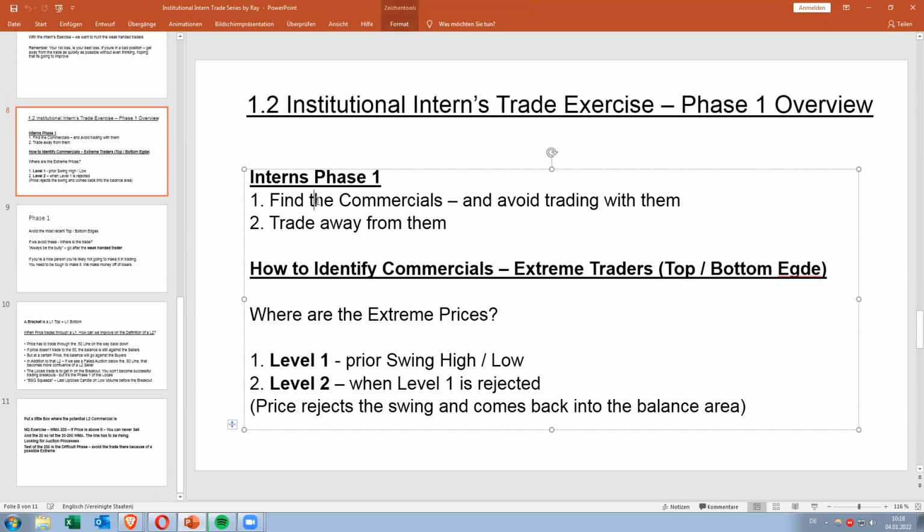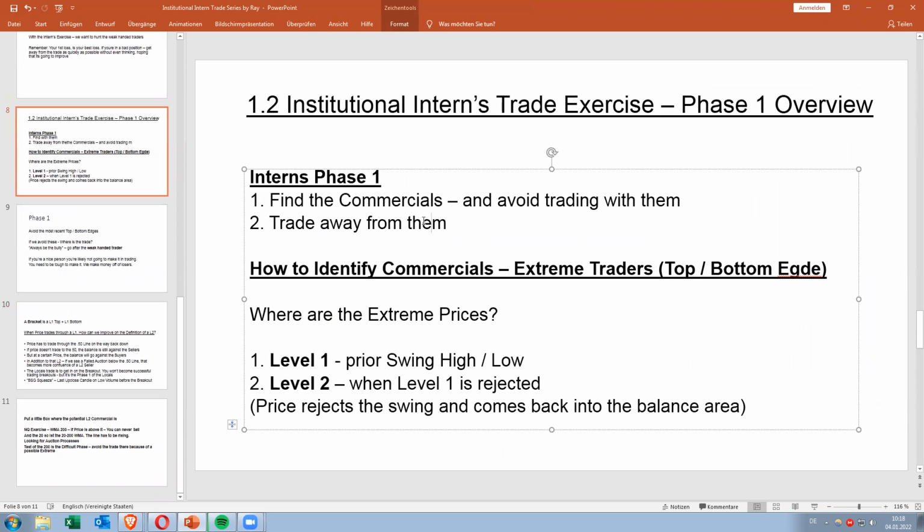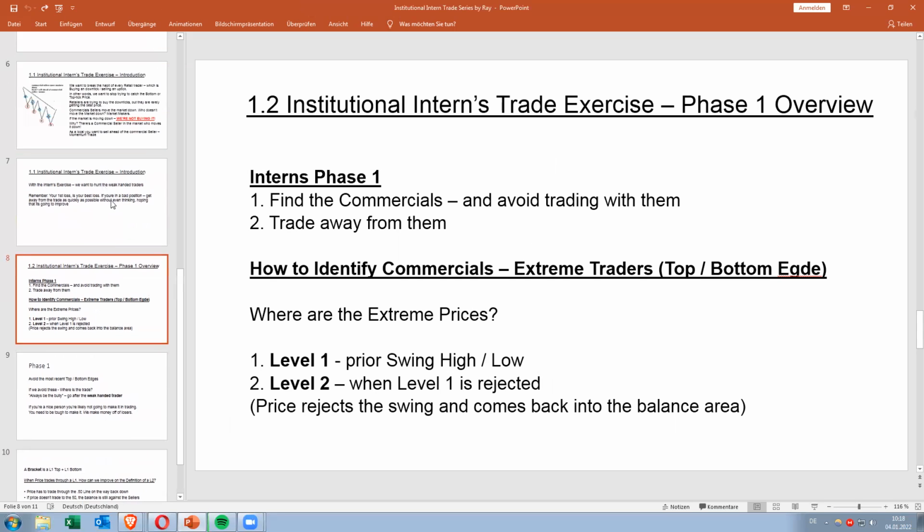Phase 1 is find the commercial, and avoid trading with them. You have to trade away from them. Where are the extreme prices? Level 1 is a price swing high, swing low. Level 2 is when a level 1 is rejected: price rejects the swing and comes back into the balance area. So commercials are only trading extremes.